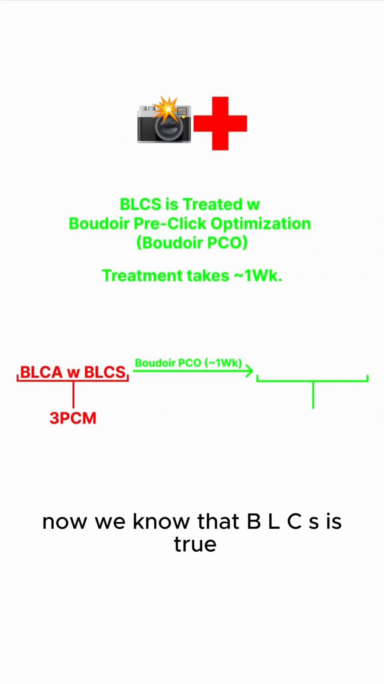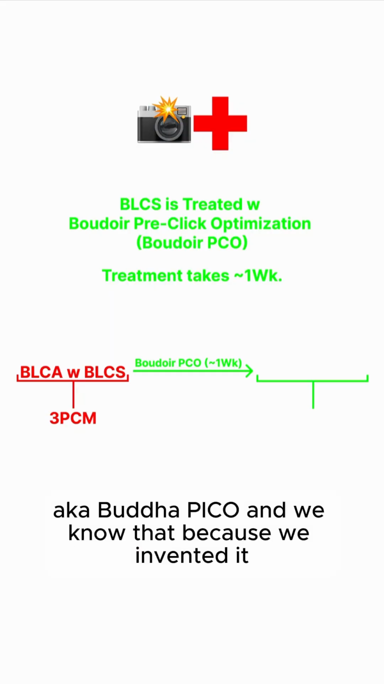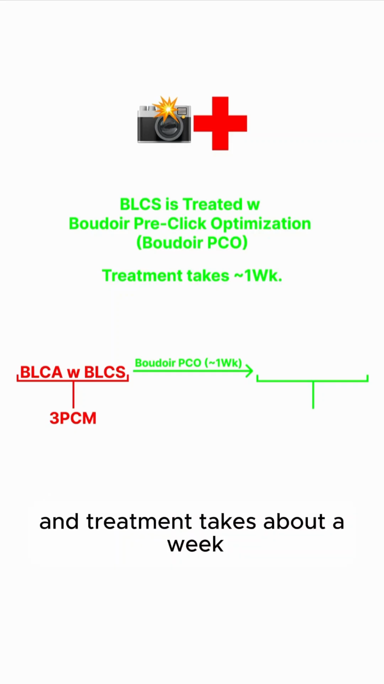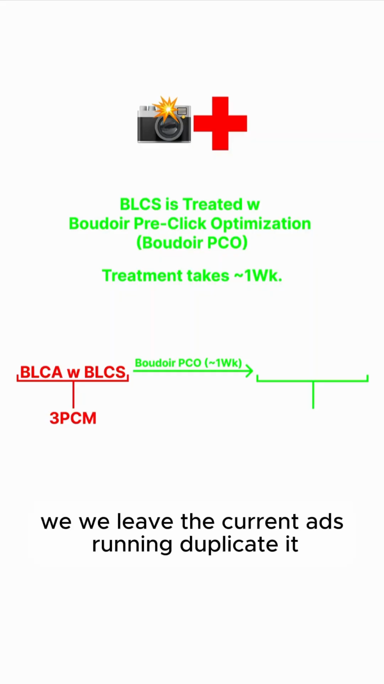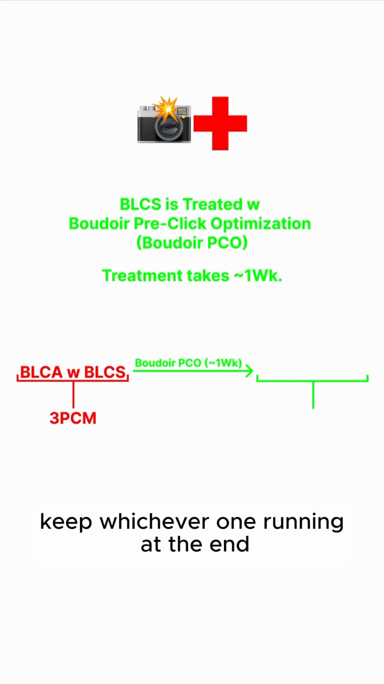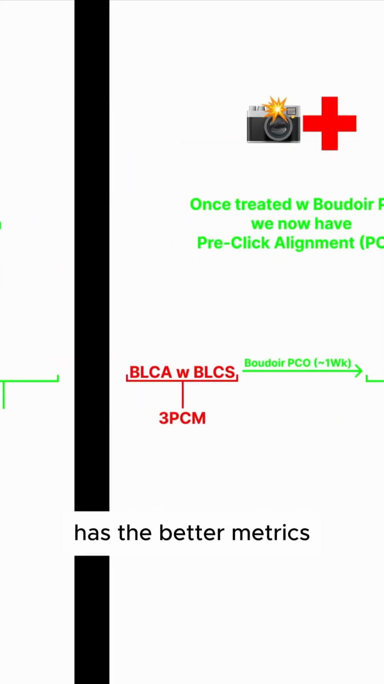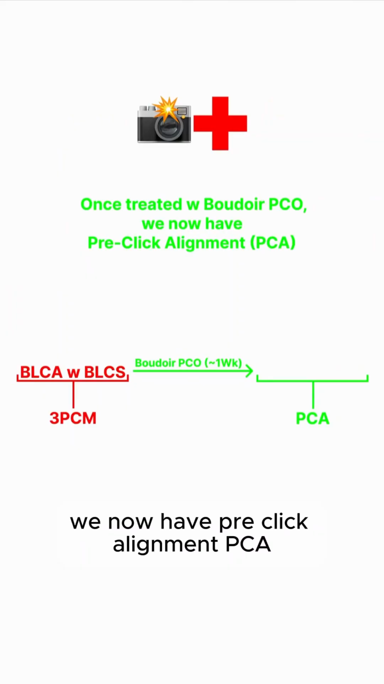Now, we know that BLCS is treated with Boudoir pre-click optimization, aka Boudoir Pico, and we know that because we invented it. And treatment takes about a week. That's where we duplicate the current ad. We leave the current ad running. Duplicate it, we treat the duplicated ad, run them in parallel, keep whichever one is running at the end that has the better metrics.